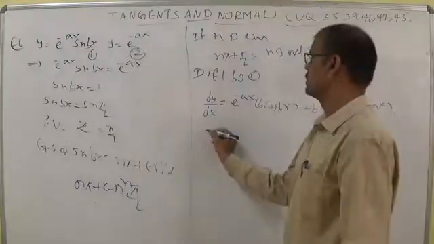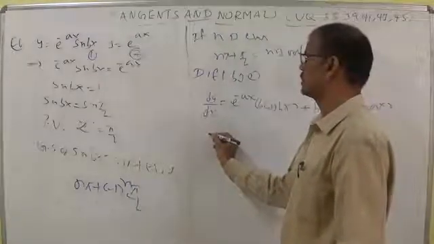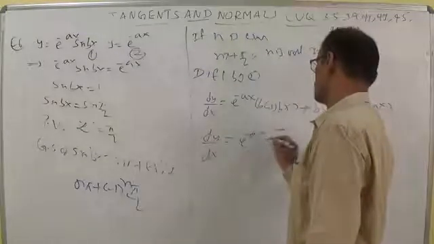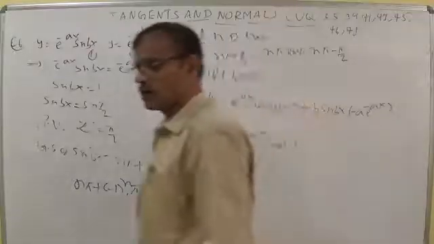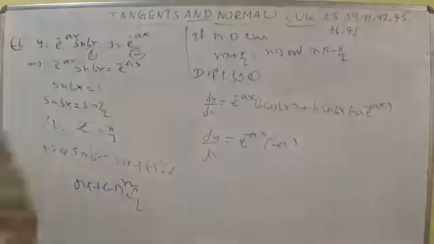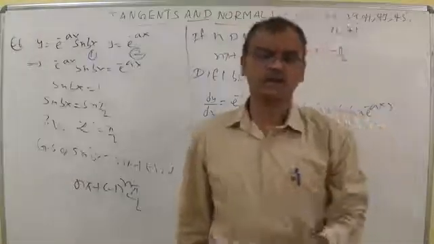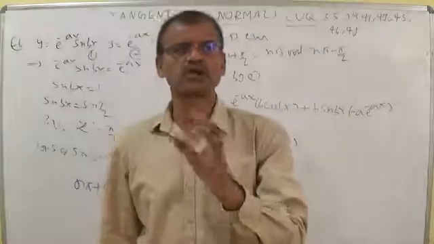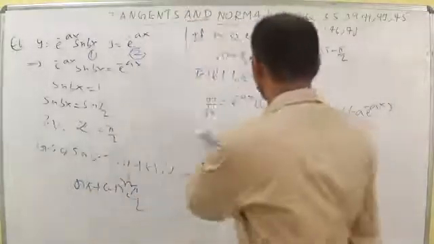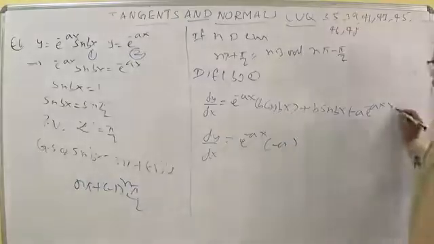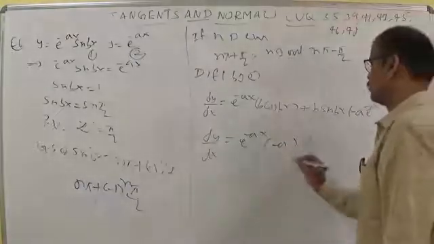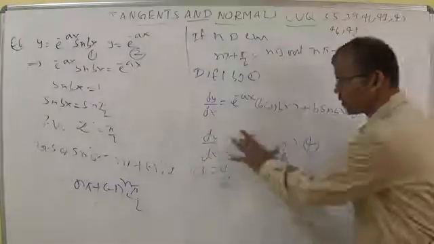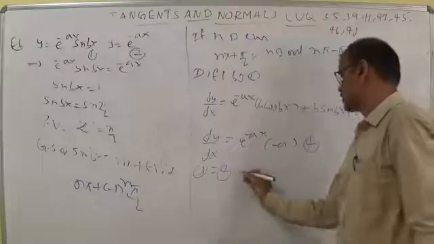Next, dy by dx of the second curve: e power minus ax into minus a. What is he asking? First of all, read the question. The curves touch each other at the points. We can say that if the two curves touch each other, then the slopes are equal at the point of contact. Now we can equate the slopes. Let it be the third equation and the fourth equation. 3 is equal to 4. Whenever the slopes are equal, only then do the curves touch.